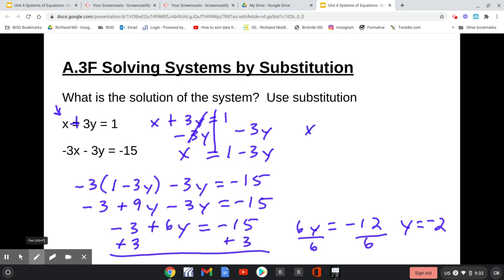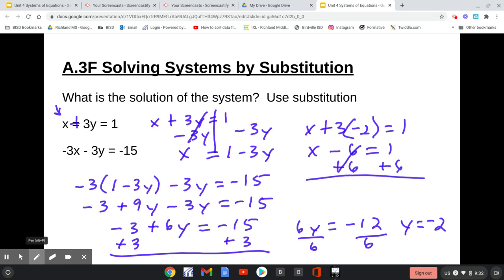I'm going to put x plus 3 times negative 2 equals 1. And we know that 3 times negative 2 will give us a negative 6 equals 1. And let's move the 6 over. And now we know x equals 7. So the solution to this system is x is 7 and y is negative 2.